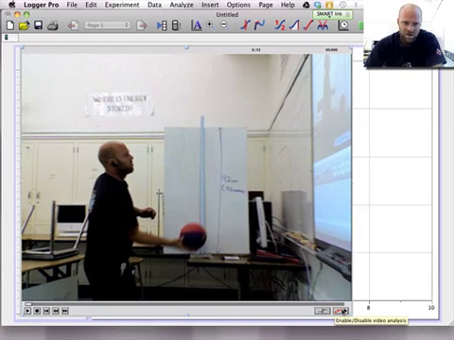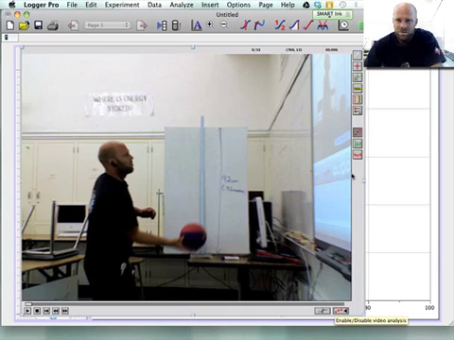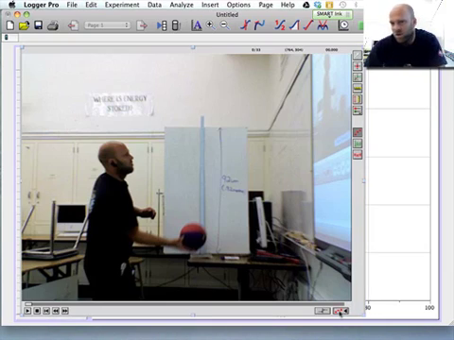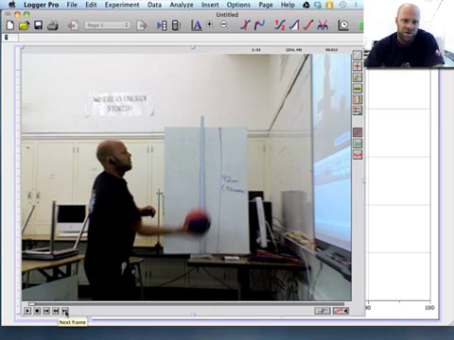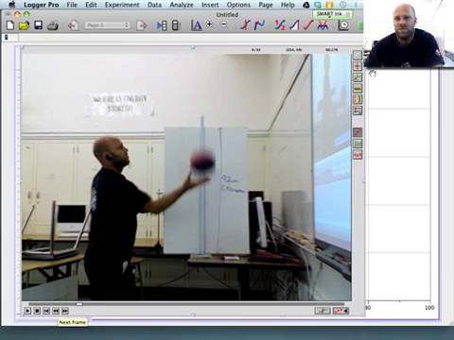All right, and see here, this button opens the video analysis features. This is like the video analysis toolbar. And I'm going to use this button here to advance to the next frame where the ball is finally actually in the air. It's left my hand. So now I'm going to go to this point to collect data.